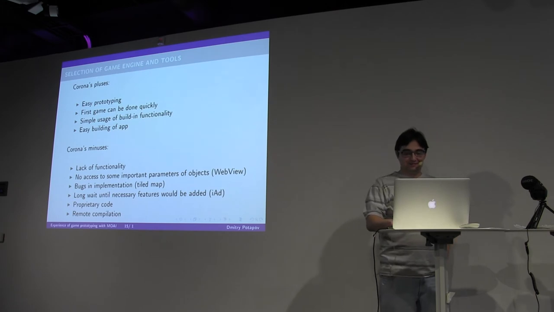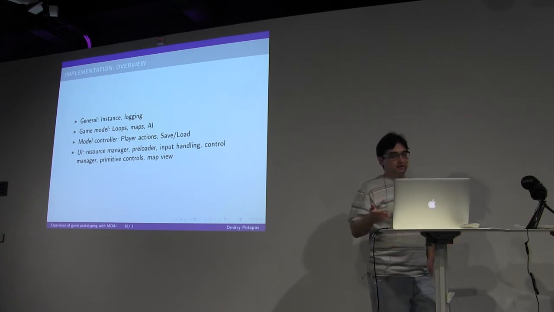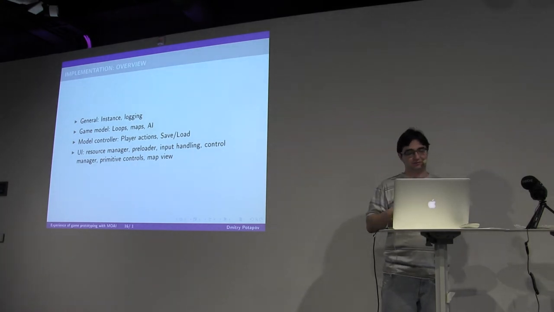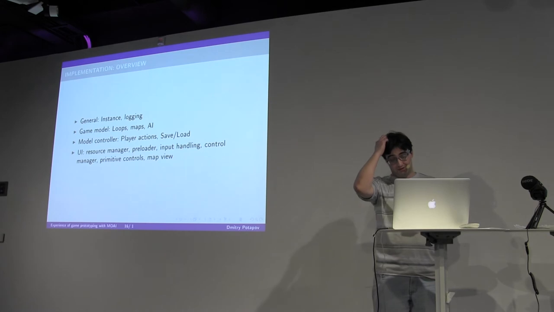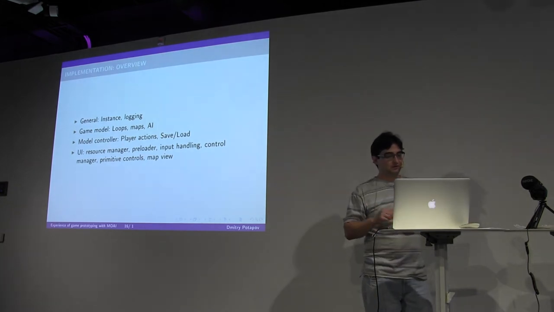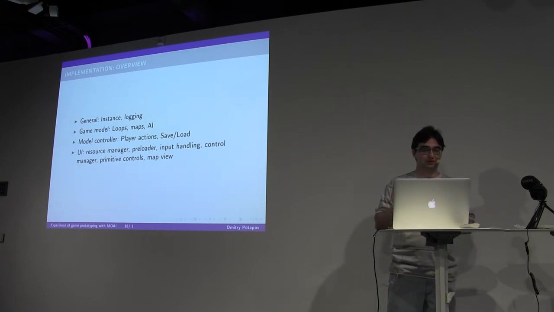So, implementation overview. Now we have a general part: instantiation, logging, networking, of course, social network connectors. We have a game model. Okay, it's loops of the game loop, actors, various maps, various artificial intelligence objects, and so on. And we also have a model controller. I call this player actions, the things that are raised by the server maybe, and maybe also the user interface in our case, and it's kind of a messaging pipe to the game model.